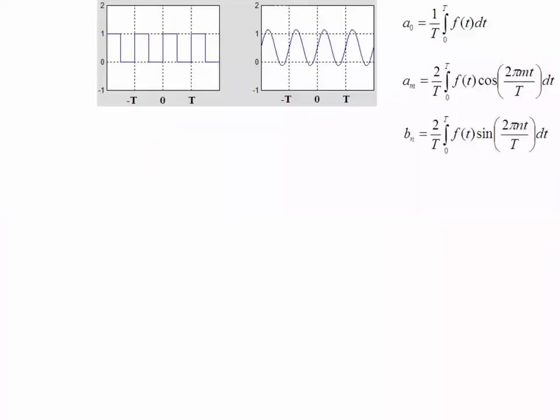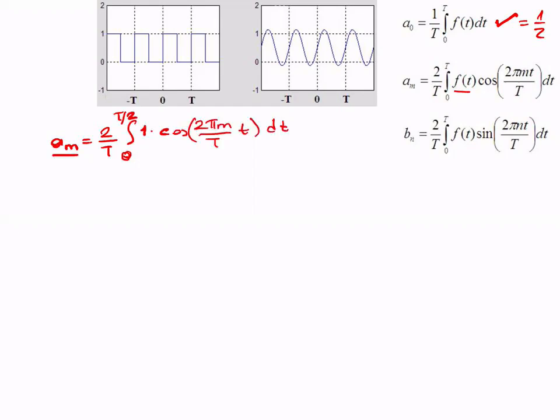Let's continue. I told you we can find A0 like that as being 1 over 2. Then let's continue with AM and BN. For example, let us look at AM equals 2 over T, integral from 0 to T, of f of t, which is 1 from 0 to T over 2, times cosine 2 pi m over T, dt. Okay, this is how I find AM.